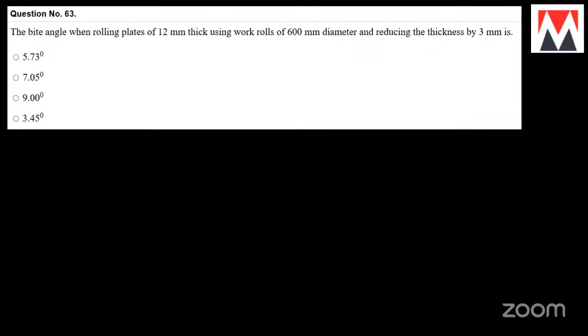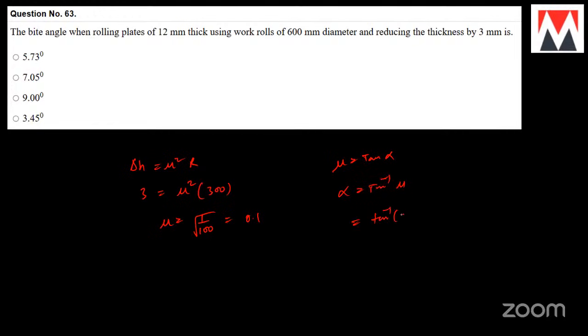The bite angle where rolling plates is 12 mm thick using work rolls of 600 diameter, reducing thickness by 3 mm. Suppose I take delta H is equal to mu square R. So your delta H, thickness reduced, is 3, mu square, and R is nothing but 300 mm. So your mu is equal to 1 by root 100, so it is 0.1. You have mu is equal to tan alpha. So you can write alpha is equal to tan inverse of 0.1.